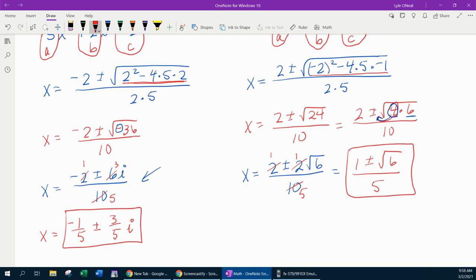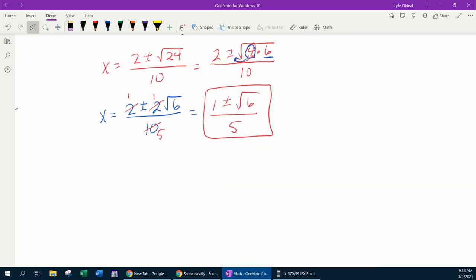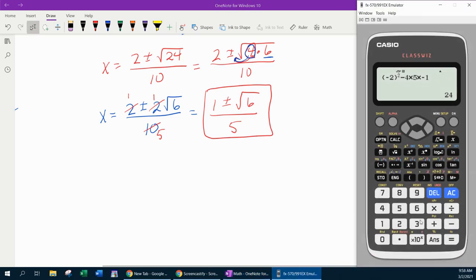Now, the question may come up that you need those solutions as decimal approximations. Okay, so let me show you how to input this in the calculator correctly to get these to be approximate values.